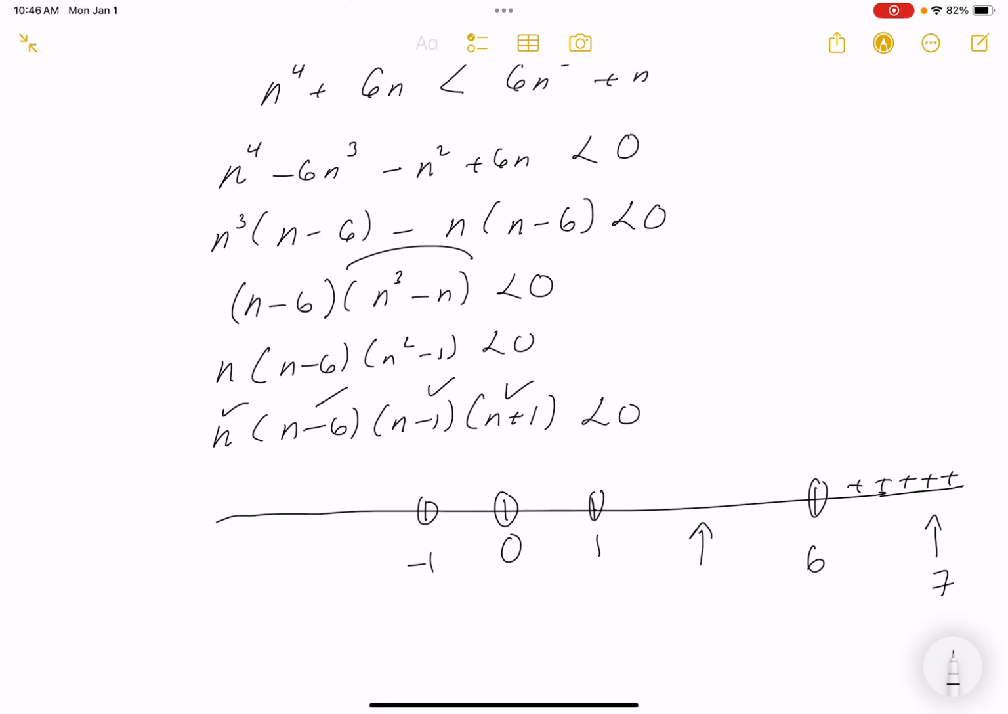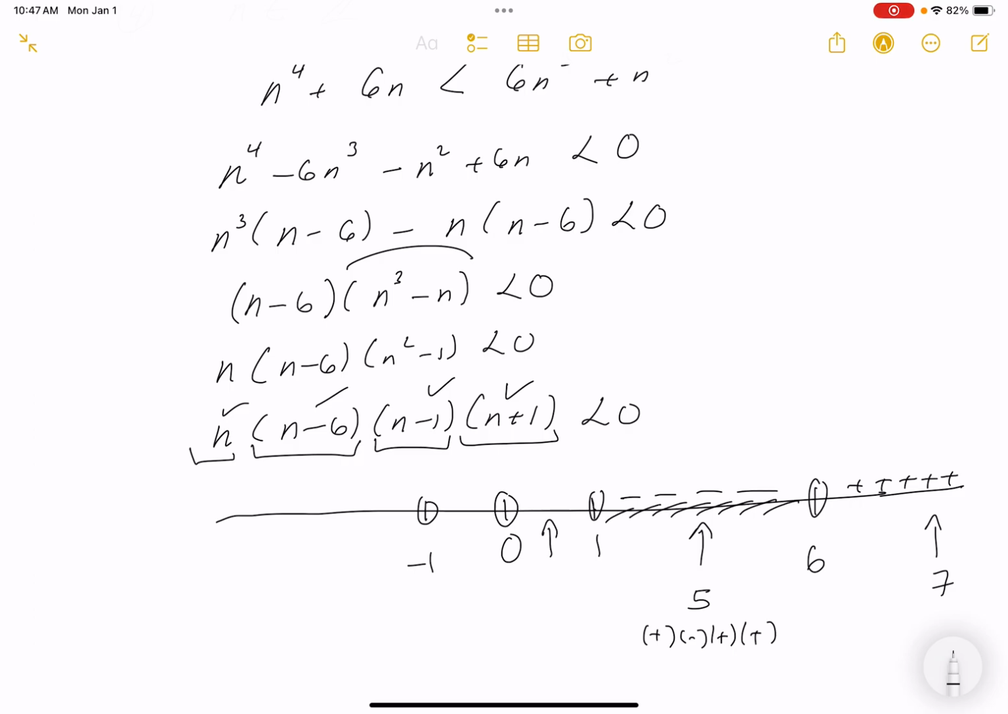Let's go between 1 and 6, and a good test number to pick would be 5. So if you put a 5 down there, what do you get? Let's write this down. I'm using the factors, by the way. That's a factor, that's a factor, that's a factor, that's a factor. Positive, negative, positive, positive. Overall, it's negative. This definitely satisfies the inequality as less than 0.